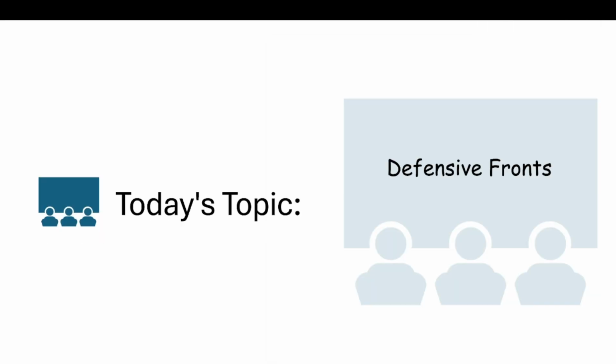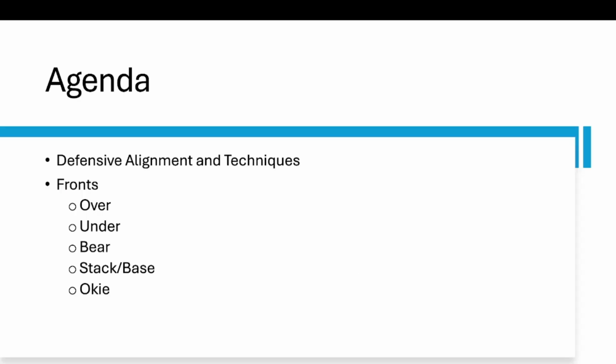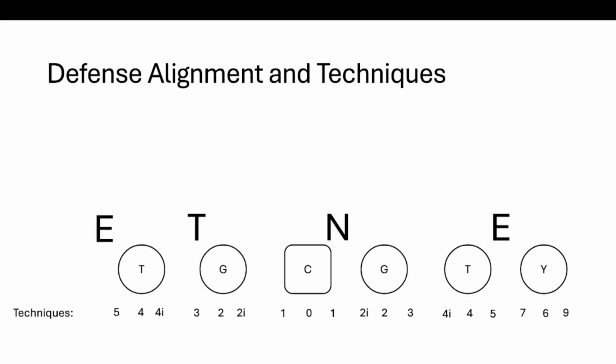Today's topic is defensive fronts. So what's our agenda for today? We're going to start with defensive alignment and techniques because those are the fundamental skills needed to understand all these different fronts. And then we'll move into 5 different fronts today: an over, an under, a bear front, a stack or base, and an okie. Now you may use different terminology, and this can vary across different teams, but this is what we're calling them today.